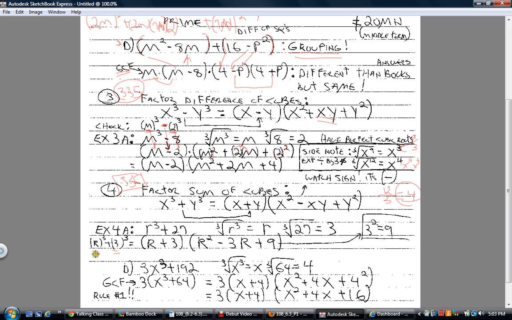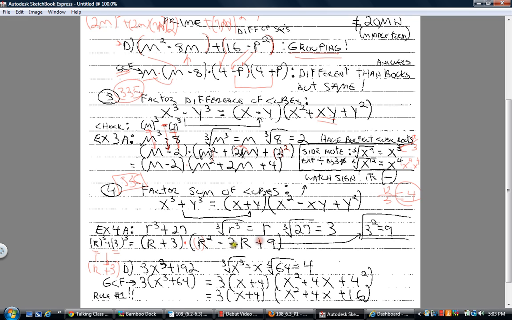drop the first cube root, which is r, drop the sign, same word you said last time, but this time it's a positive. Drop the second cube root, write it as a binomial, and then multiply it by the trinomial, which is to take the first cube root, square it. Take the second cube root, which is 3, square it, which is 9. That's where the 9 came from. Then multiply the two cube roots.